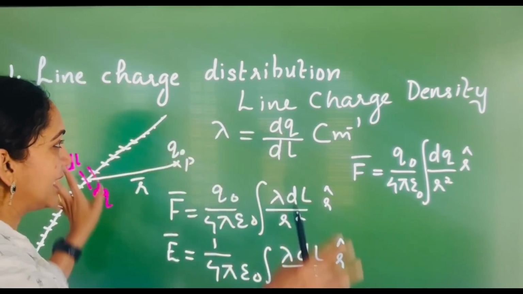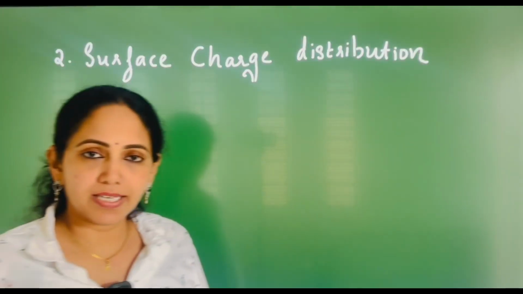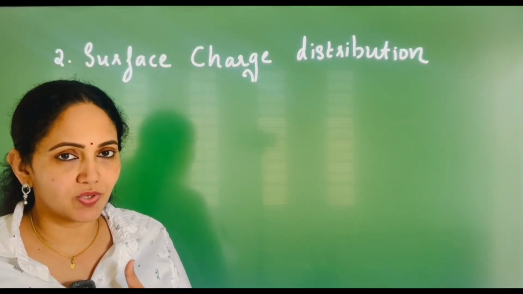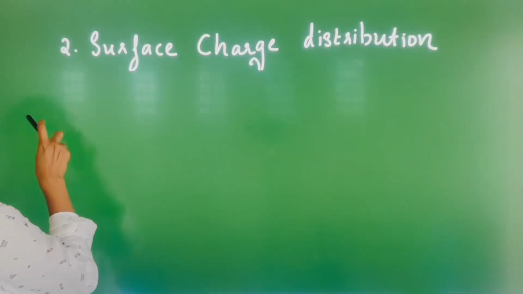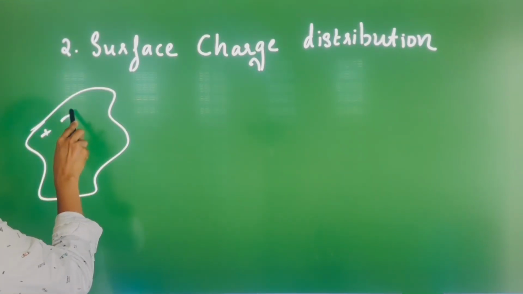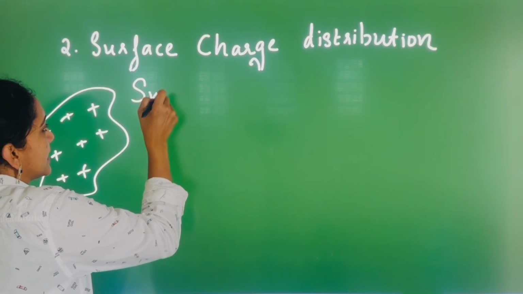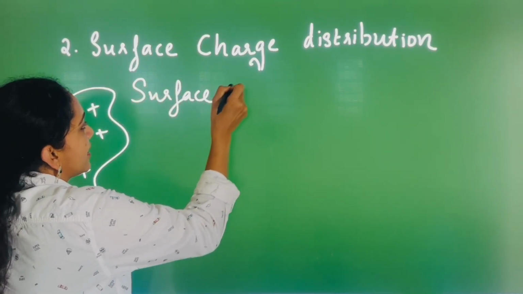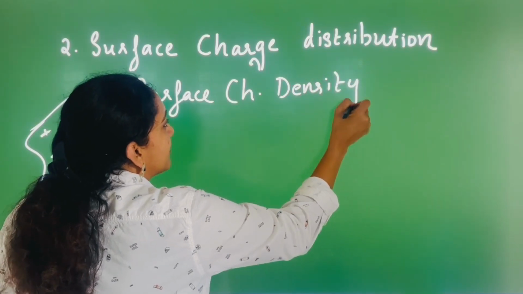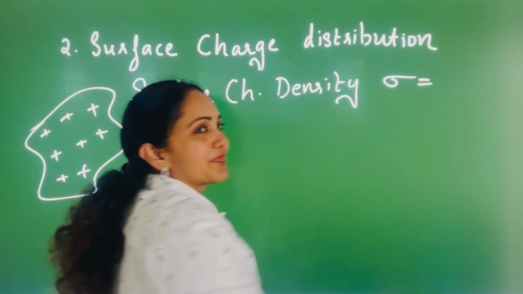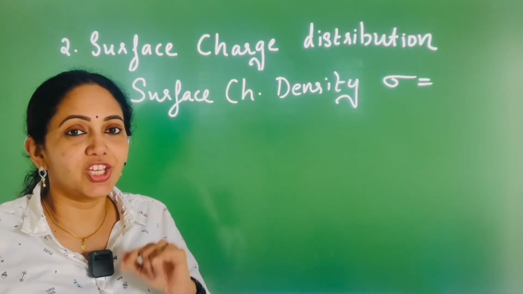Okay, ഇതാണ് നമ്മുടെ ലൈൻ ചാർജ് ഡിസ്ട്രിബ്യൂഷൻ. ഇത് മനസ്സിലായാൽ സർഫസ് ചാർജ് ഡിസ്ട്രിബ്യൂഷൻ വളരെ എളുപ്പമാണ്. From the name itself, we understood that it is a distribution of charges over a surface. Let this be the surface, and the charges were distributed uniformly through this sphere. Then the scientists introduced the new term, that is surface charge density, which is represented by the letter sigma, where surface charge density is the charge per unit area of the surface.